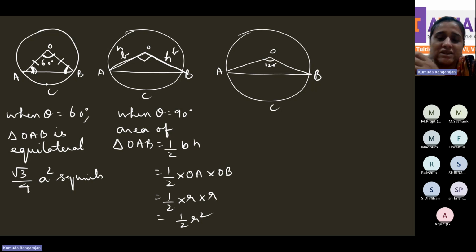When the sector angle is 90 degrees, it's a right triangle. And we've always been using the formula half base into height to find the area of a right triangle. We have to take the sides containing the right angle as the base and height, not the hypotenuse. The hypotenuse AB should not be taken as the base or the height. So it is half OA into OB, half into R, radius into radius, so half radius square is the area of the triangle. In this case, where the sector angle is 120 degrees.